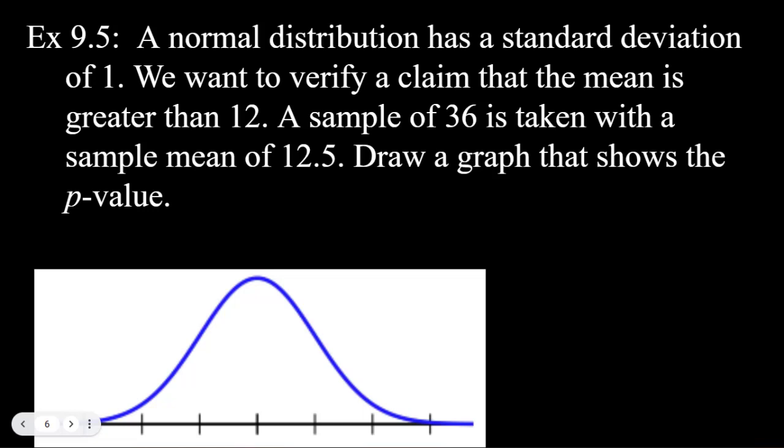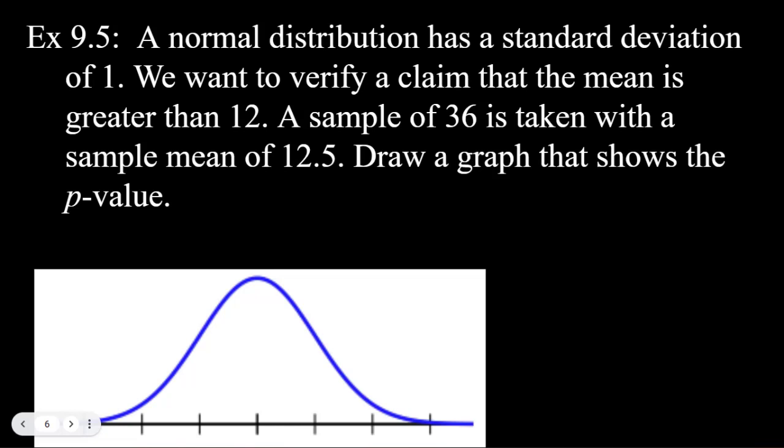Example 9.5. A normal distribution has a standard deviation of 1, and we want to verify a claim that the mean is greater than 12. A sample of 36 is taken with a sample mean of 12.5. Draw a graph that shows the p-value.